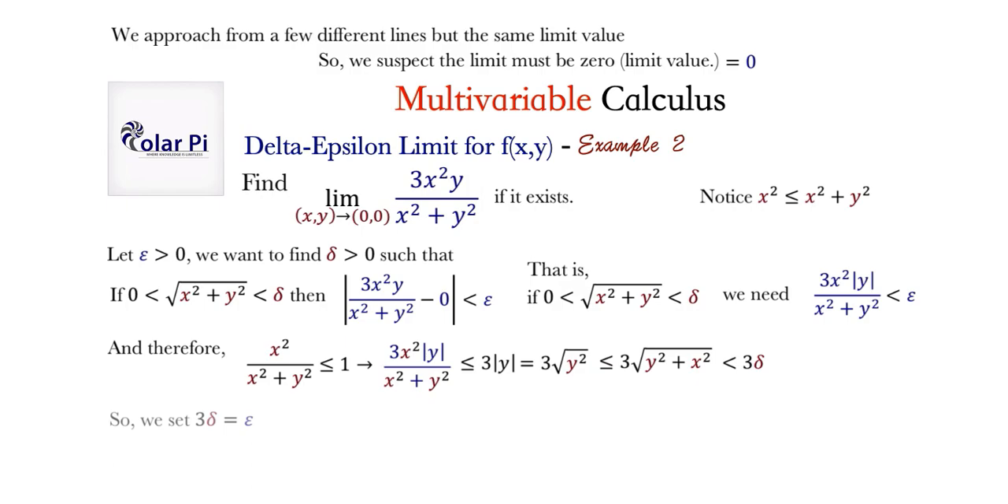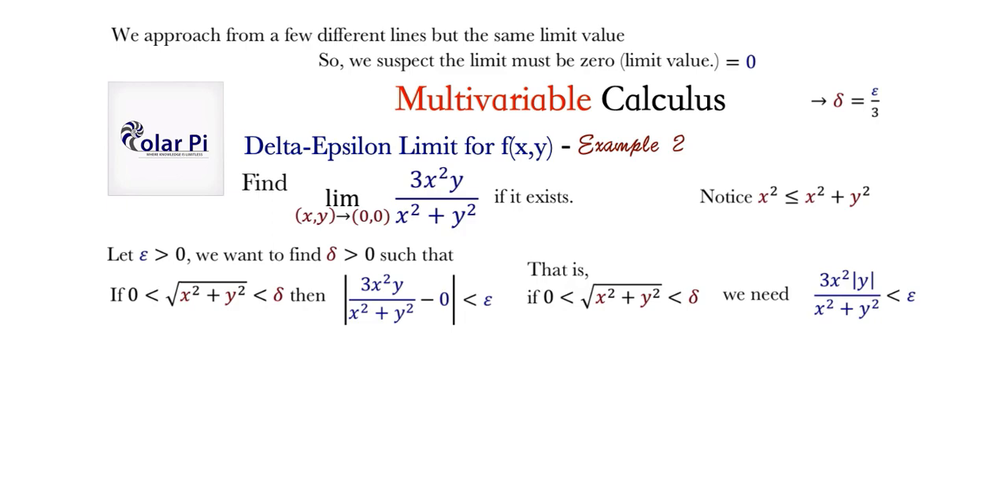Because what I'm saying is we should do this. And then from here, remember, what we want to do is define delta in terms of epsilon. And so that amounts to dividing this equation by 3 on both sides. And so then we get delta is equal to epsilon over 3. Okay, cool.